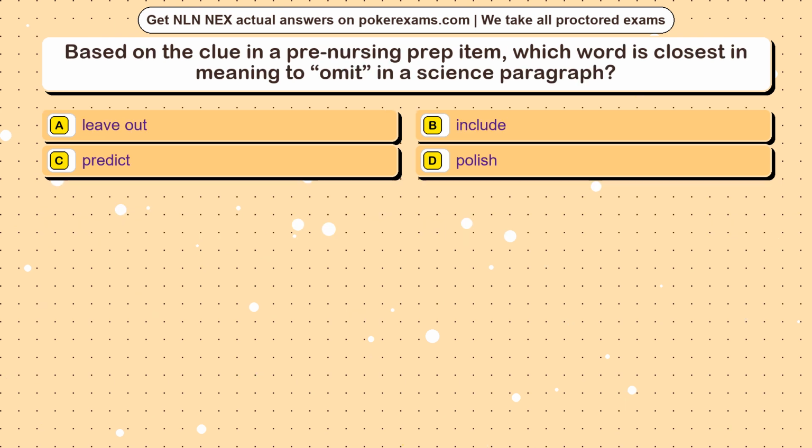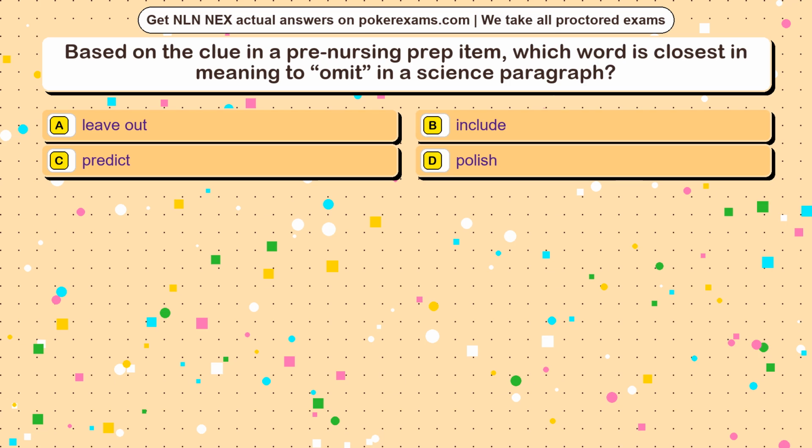Question 17. Based on the clue in a pre-nursing prep item, which word is closest in meaning to omit in a science paragraph? Option A, leave out. Option B, include. Option C, predict. Option D, polish.